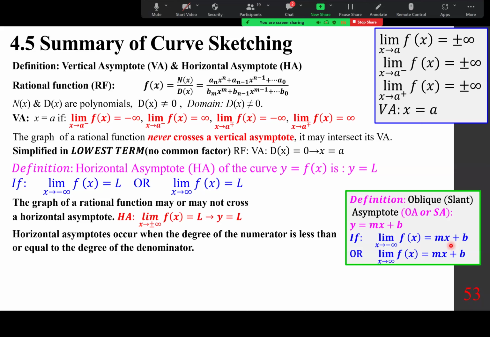Now, how do we find them nice and easy? For vertical asymptotes, set the denominator equal to 0. If n is less than m, that means the degree of the numerator is less than the degree of the denominator, horizontal asymptote becomes y equals 0. If n is equal to m, horizontal asymptote becomes the ratio of the leading coefficients, a sub n over b sub n.